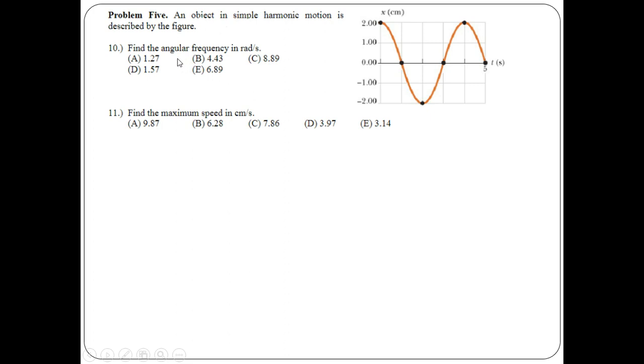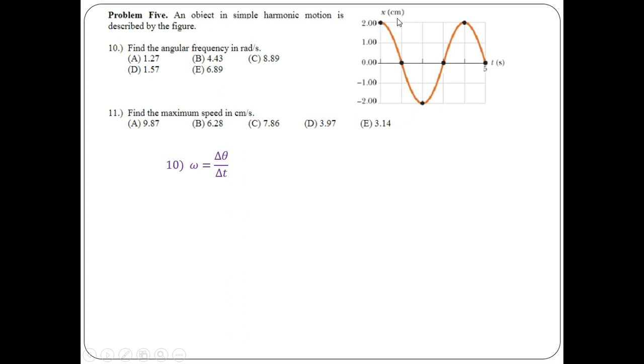Question 10 asks us to find the angular frequency, which is omega. To find number 10, you have to know that angular frequency, by definition, is angular displacement divided by the change in time. From this graph, I can pick 2 identical points. I would pick the top point here at 2 centimeters, and I will go all the way over to the next peak, which is a full cycle.